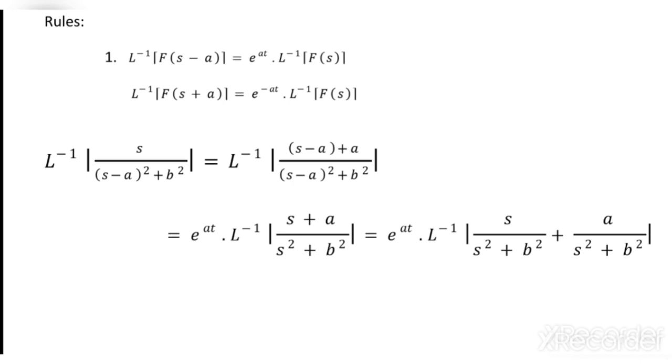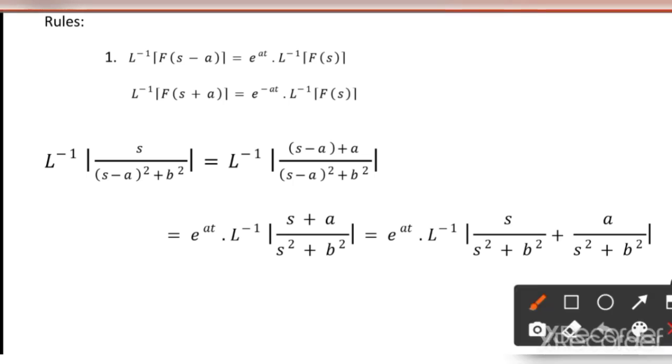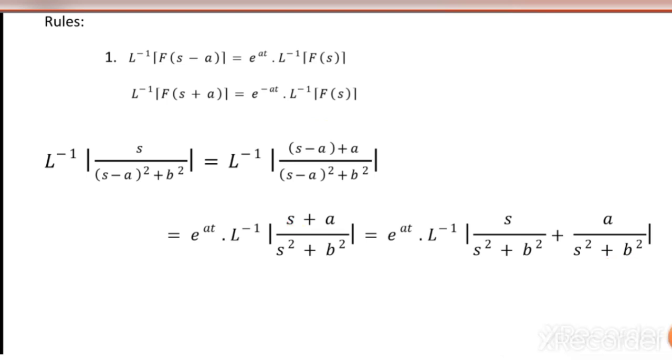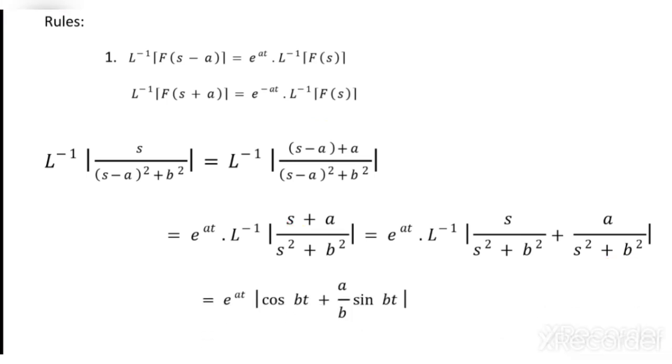If I take e power at out, wherever we had s minus a, collect those terms and just write this as s. So s plus a by s square plus b square. Now you have two terms, one is L inverse of s by s square plus b square, another is a by s square plus b square. a is a constant, we can take it out, but 1 over s square plus b square leads to sine. So the first term is cos bt, the second term is 1 over b sine bt, but a is already there outside, so a by b sine bt, correct?